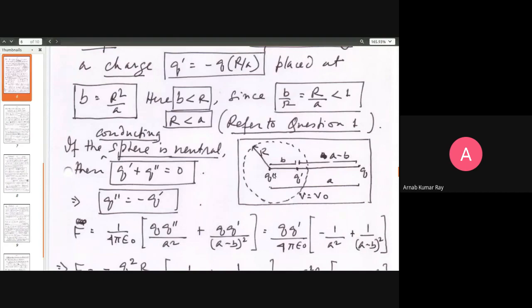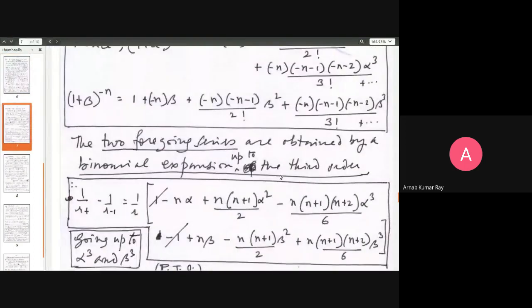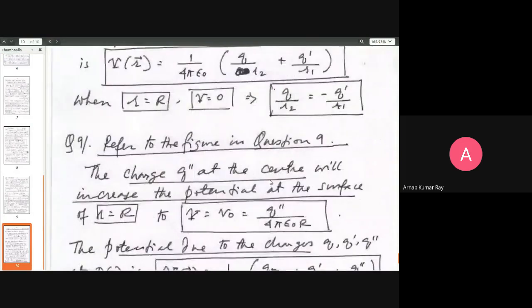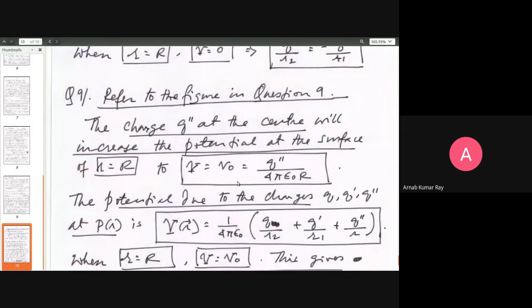Now somebody is saying that I have placed a charge at the center of the sphere. That charge is Q double prime. So that will give rise to a potential of V naught on the surface. So now there are three charges. This and this will cancel the potential of each other on the surface of the sphere, but this will contribute a potential of V naught on the surface. So what is the full equation? That is what has been done in the supplementary sheet.